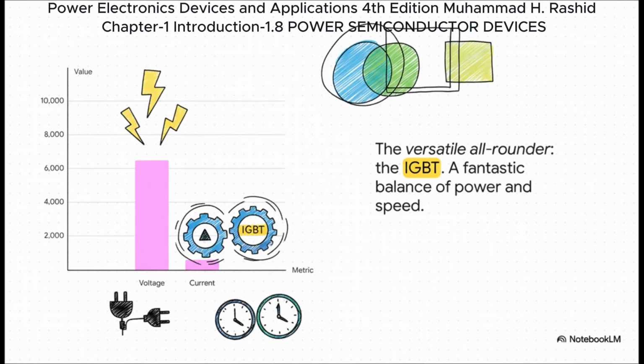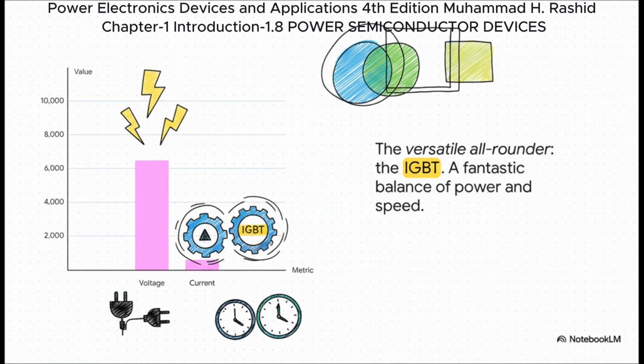So, you have the strongman and the sprinter. Is there anything in between? Absolutely. Meet the IGBT. This is our versatile all-arounder. It strikes a fantastic balance. It can't handle the insane power of an SCR, and it's not quite as fast as a MOSFET, but it's really, really good at both.